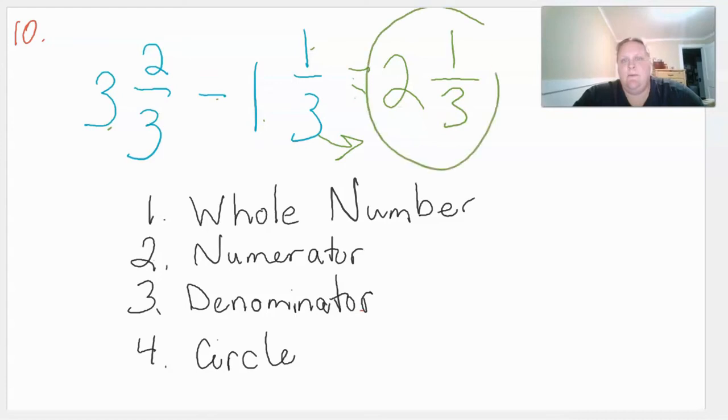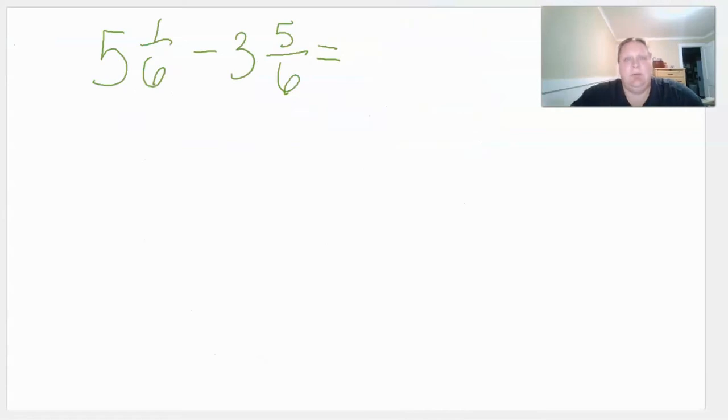And 2 1/3 is our answer. Now in this next problem, notice that there is a 1 here and a 5 there. So if I have 1, can I take away 5? No. So that tells me that I'm going to need to regroup.